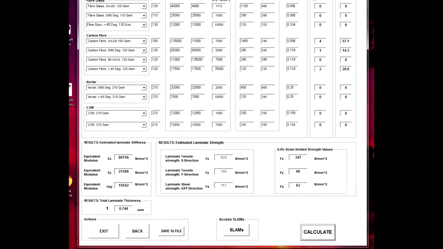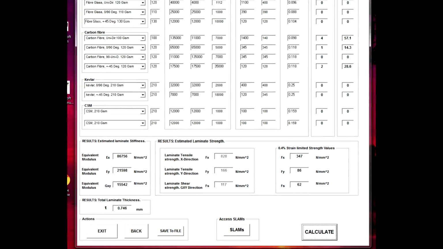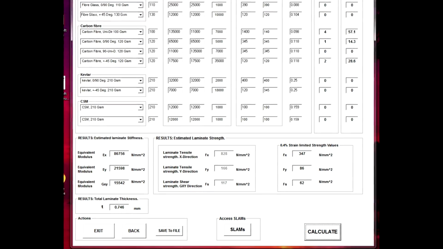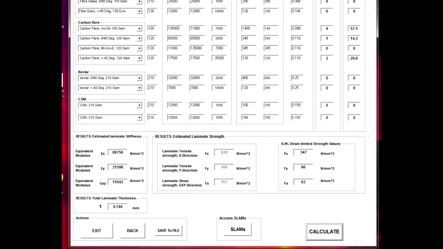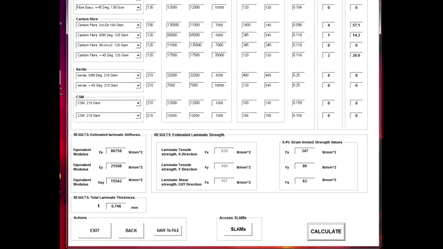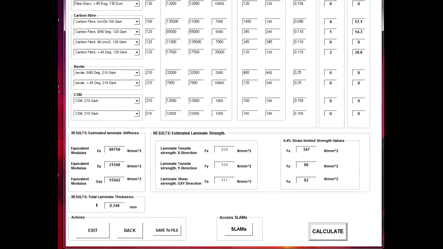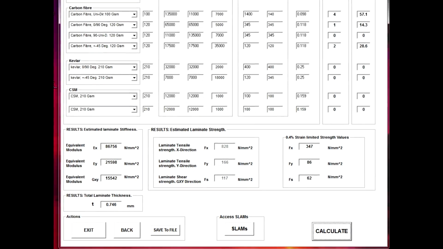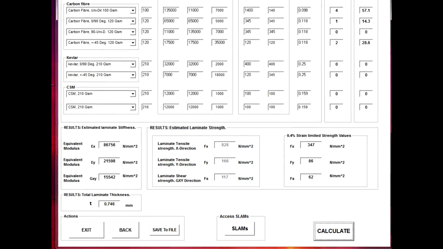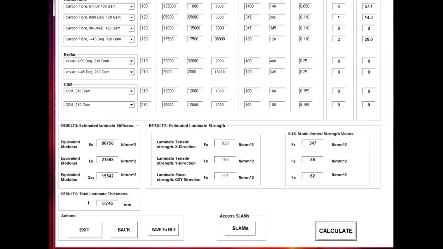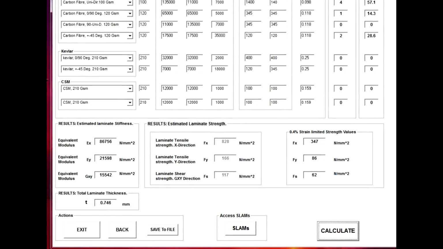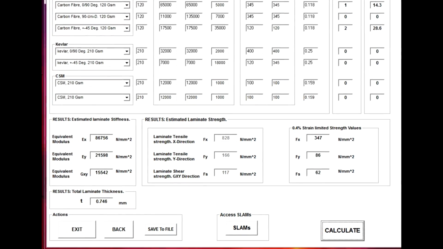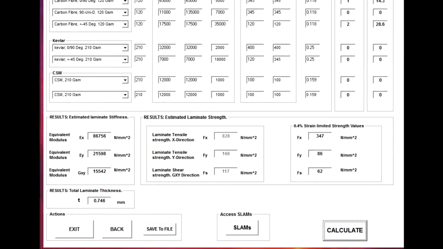The thickness of the laminate increases to 0.746 millimetres from 0.55 millimetres in the last laminate. Now the strength of the composite changes too. An increase occurs of the strength in direction 1, that is Fx, at 347 newtons per millimetre squared. Previously, it was 278 newtons per millimetre squared. A strength decrease in direction 2 to 86 newtons per millimetre squared, which was previously 102 newtons per millimetre squared. A shear strength decreased to 62 newtons per millimetre squared.